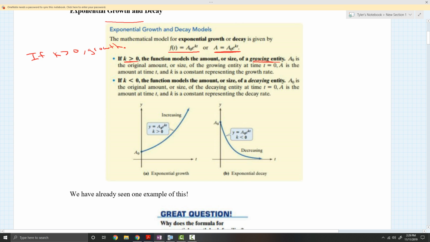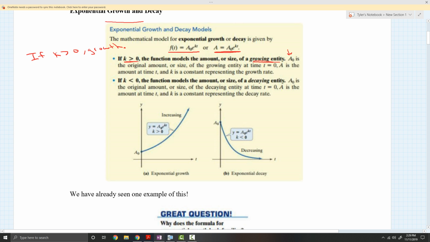So then a sub 0 is going to be our original amount, or size of the growing entity at time t equals 0. We're going to start out with some value, and that is the initial value, a sub 0. A is the amount at some time t, and k is the growth rate, so it's a constant representing the growth rate, right? And we're going to look at some examples of this, of course.